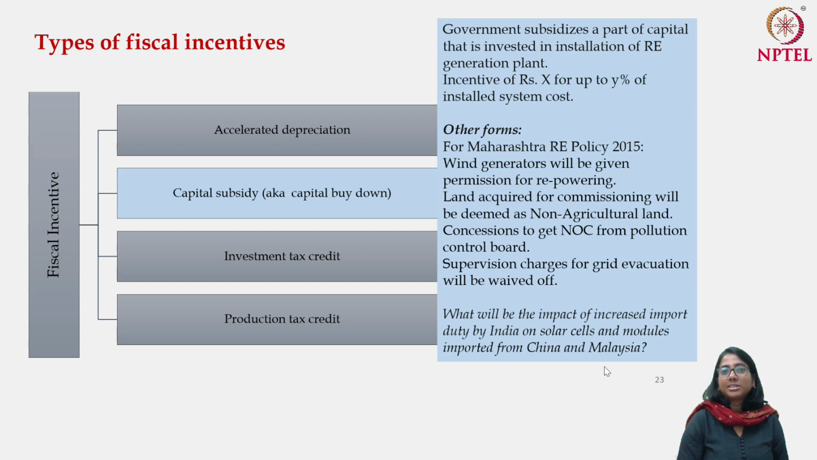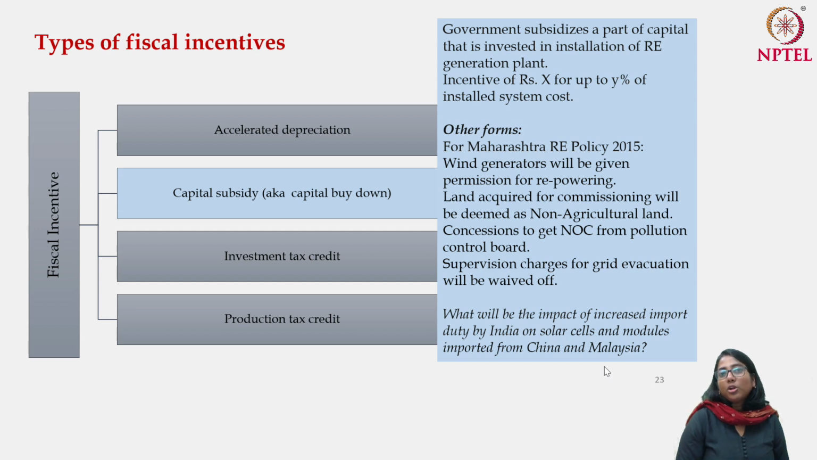So if my installed system cost is say 1000 rupees, then the government may say that I am going to cover some 2% of that 1000 rupees up to a kind of ceiling. So this is subsidizing the investment, that is the capital subsidy.